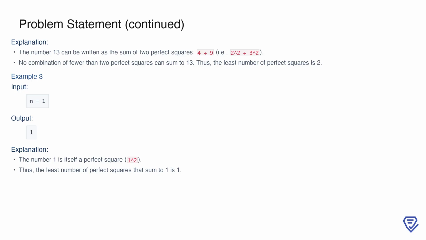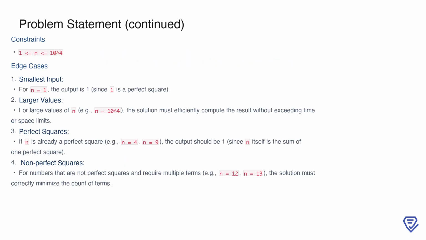Whether the input is a single perfect square, like 1, or a combination of multiple squares, like in the case of 12 or 13, the solution must always ensure the count is minimized. Now, let's summarize the constraints and edge cases we need to consider. The input number n will always be between 1 and 10,000, inclusive. For the smallest input, such as n equals 1, the output is straightforward, as 1 is already a perfect square. For larger values, like n equals 10,000, the solution must be efficient to handle the computation within the given limits.